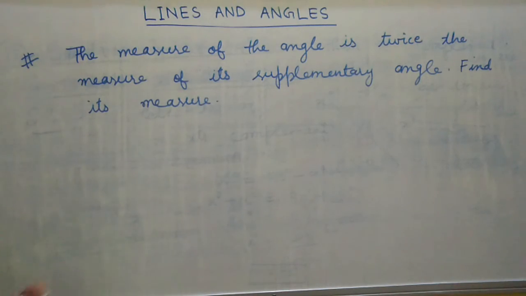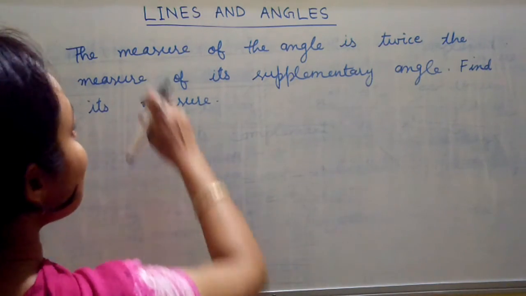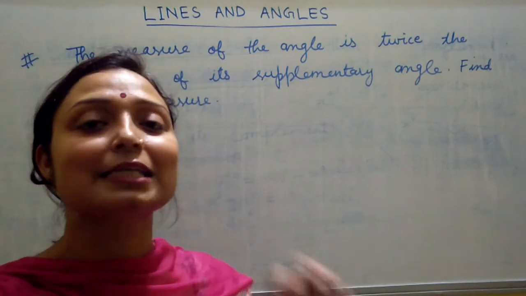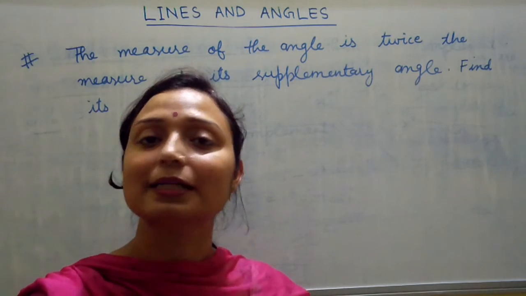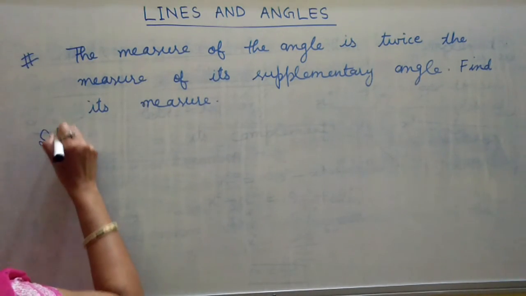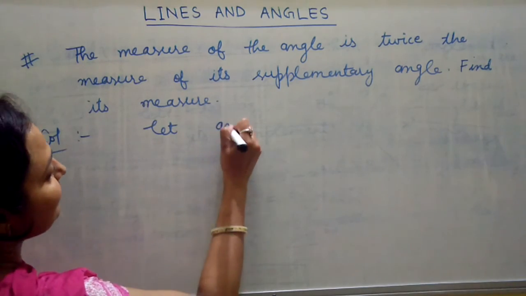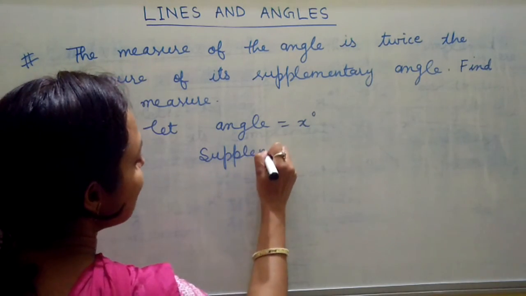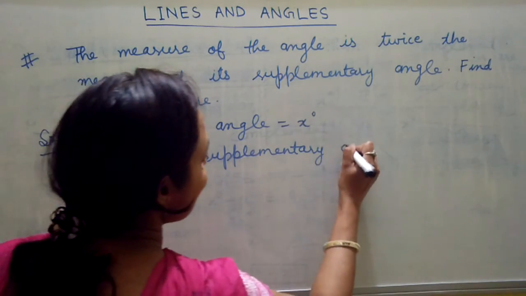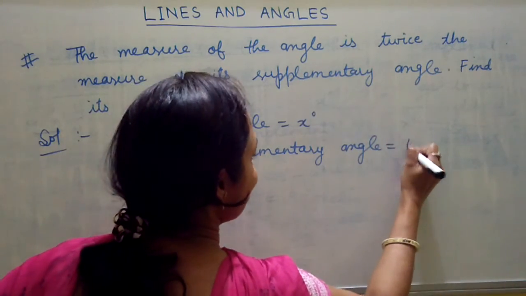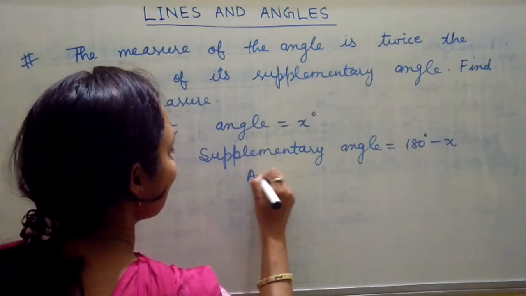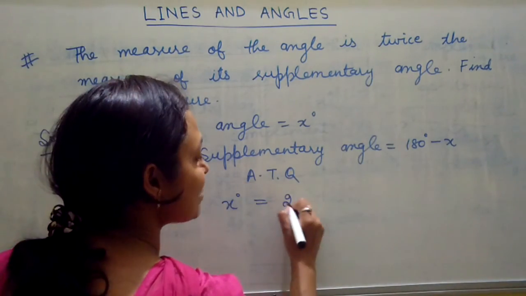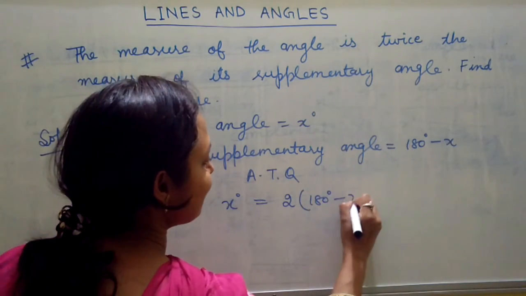How to find? The measure of an angle is twice its supplementary angle. In complementary, the sum of two angles is 90 degrees. In supplementary, the sum of two angles is 180 degrees. So let the angle be x. The supplementary angle equals 180 minus x. According to the question, the angle is 2 times its supplementary angle.